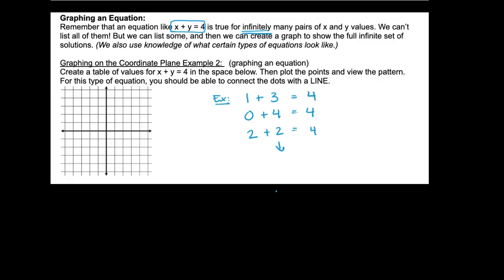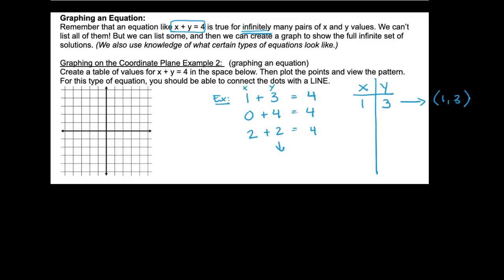And so what we can do here is I'm going to make a table of values, just like I did in the last example, and I'm going to find some of these coordinate pairs or these combinations of x and y values that work, and I'm going to write them down in my table of values. And then I'm also going to list them as ordered pairs. And so my first example here, I said 1 plus 3 is 4. So if x is 1 and y is 3, then that satisfies this equation. And so I could write that in my table, x is 1, y is 3. Or the ordered pair for that would be 1, 3.